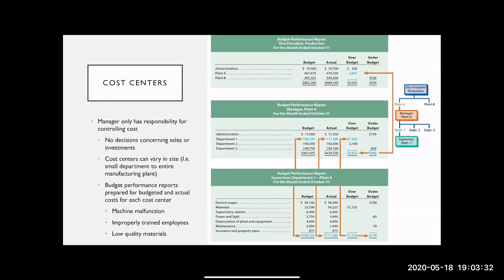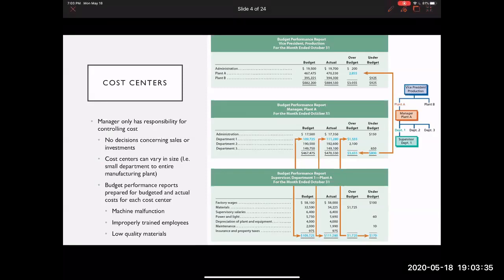So here in this particular example, what we see is a budget performance report, and it rolls up into the other. Now, if you don't quite know what I mean by that, first, this budget performance starts here. It starts with the supervisor department of plant A, right? So imagine this is, let's keep going with the Apple example, the iPhone. When we're talking about department 1 or what have you, this is the iPhone, right?